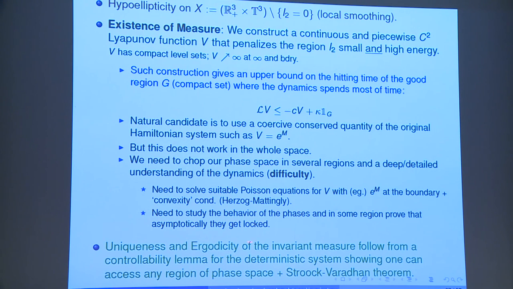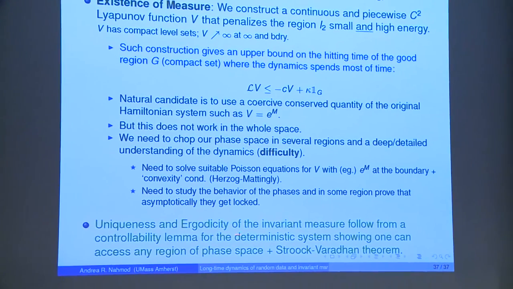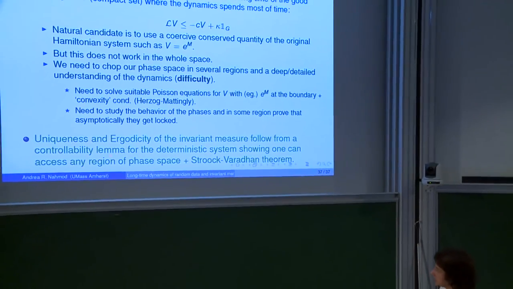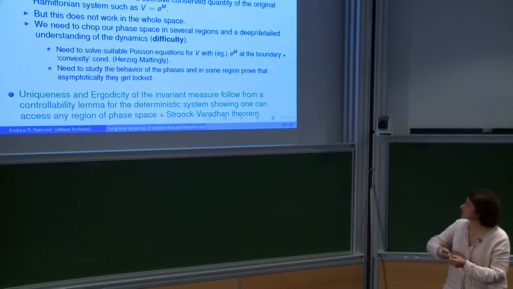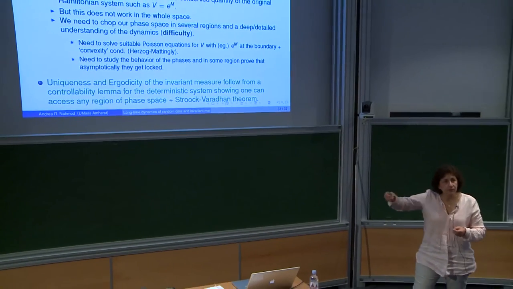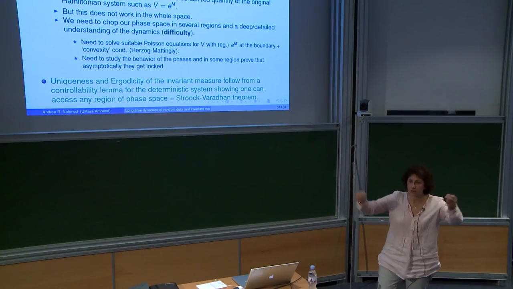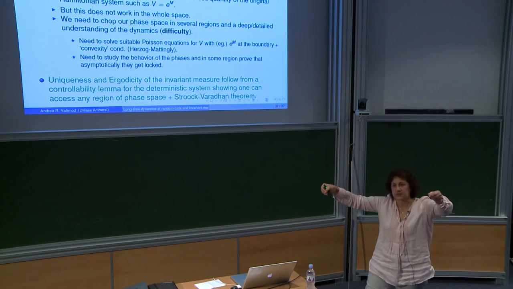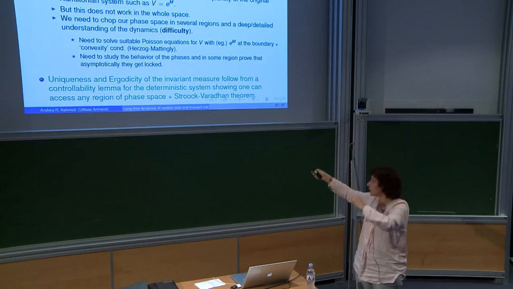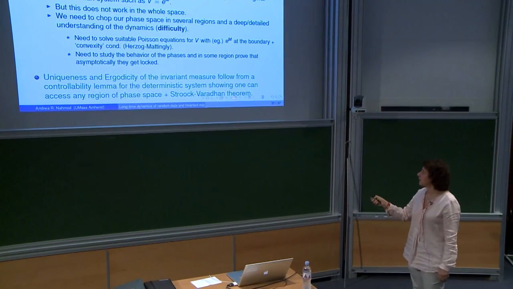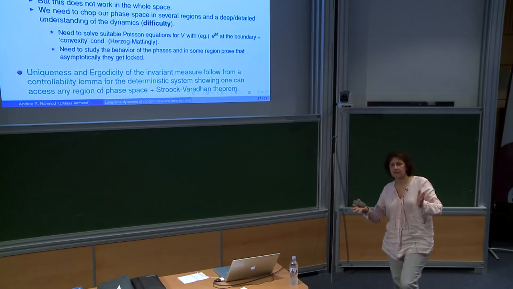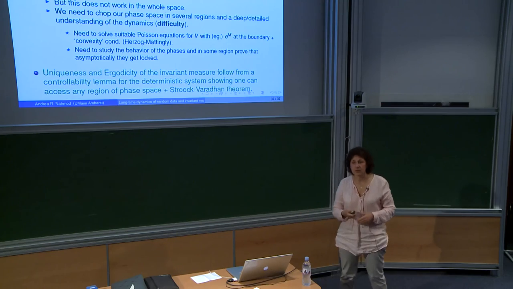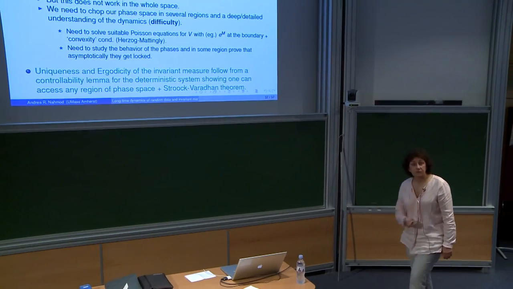And as I said, once you have that, then the rest, the uniqueness and the ergodicity, follows from a control argument, a controllability lemma that tells you that the deterministic system can access any region in phase space. So if you give me 2 points, I can find an epsilon neighborhood of one so that if I start here, I end up in the other one, anywhere in phase space. And then there is a standard theorem of Stroock and Varadhan that tells you that once you have that for the deterministic system, the stochastic one will behave the same way. And thank you very much.